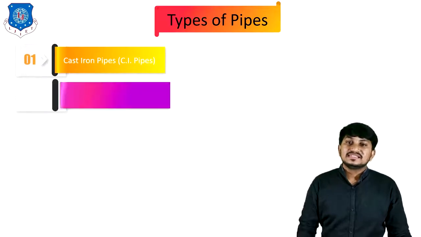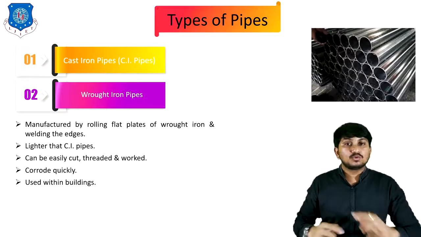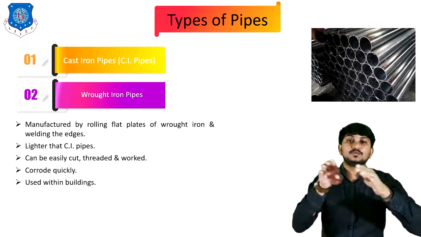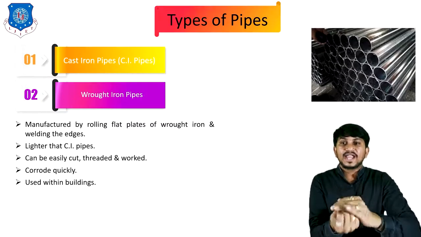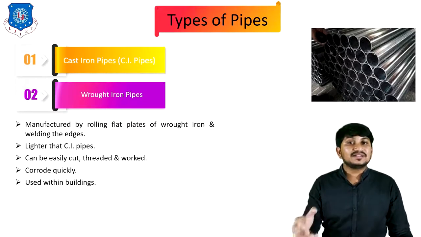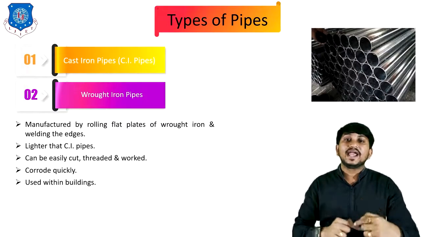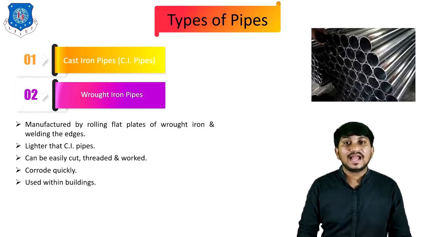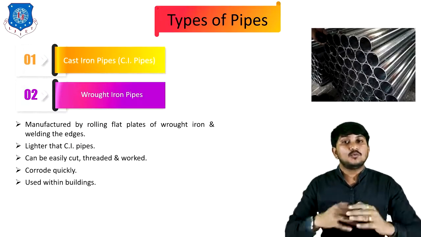Second type of pipe is wrought iron pipes. It is manufactured by rolling flat plates of wrought iron and welding the edges between them. So there is a flat plate. If we roll this plate and weld it, wrought iron pipes can be made. It is lighter than the cast iron pipe. It can be easily cut, threaded and worked out. It is corroded very quickly and it is only used within buildings because of this.